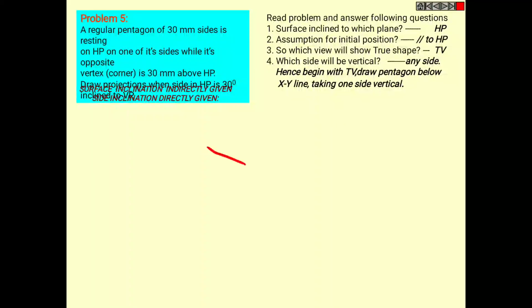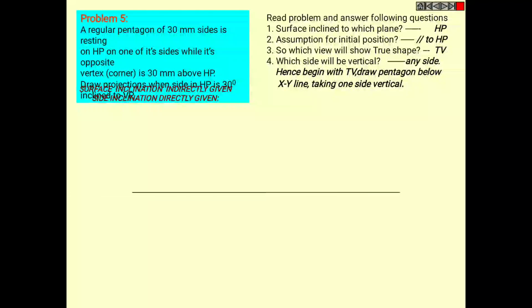So these are some steps we have already seen to be followed. Read the problem and answer the following questions. The surface is inclined to which plane? It is to HP, and the assumption for initial position is parallel to HP. Which view will show the true shape? It's the top view. Which side will be vertical? Any side. Hence begin to draw the top view. Draw the pentagon below the XY line taking one side vertical.